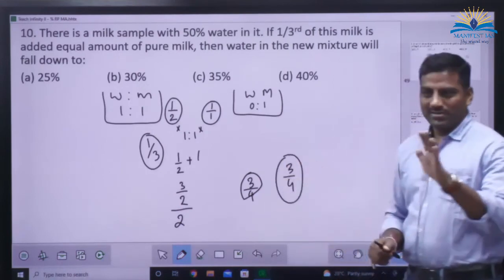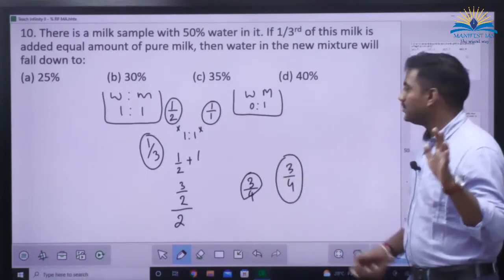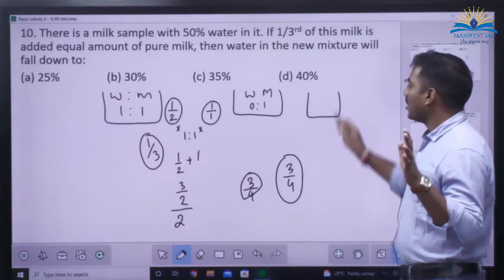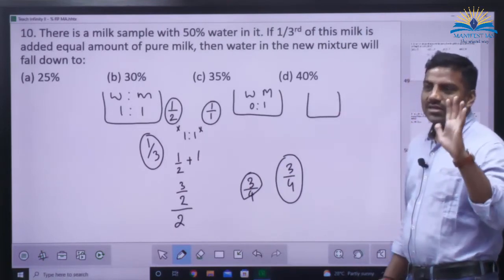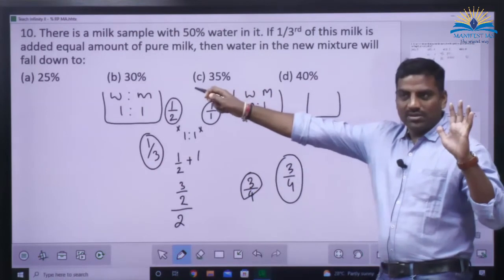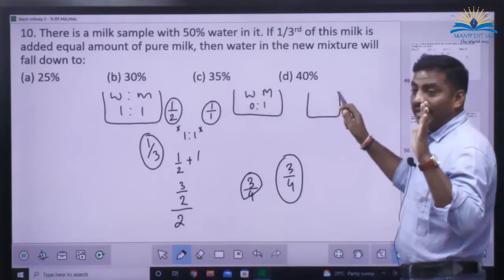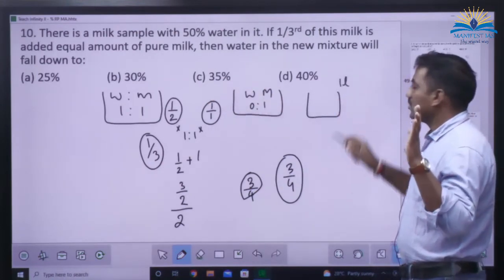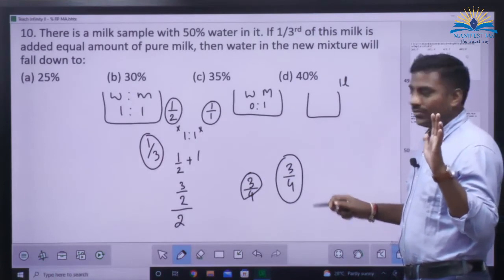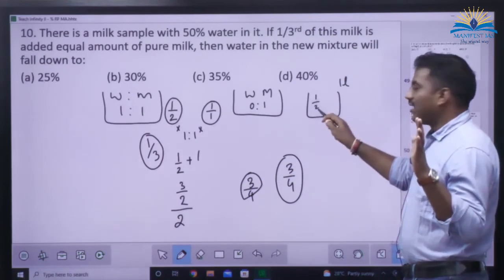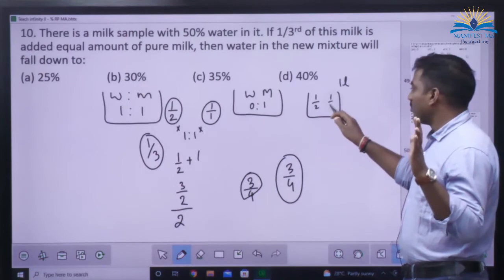3/4. Simple, I'll tell you. There is 1 liter of milk. 1 liter of this sample. First sample, 1 liter total. In that, half liter is milk, half liter is water.